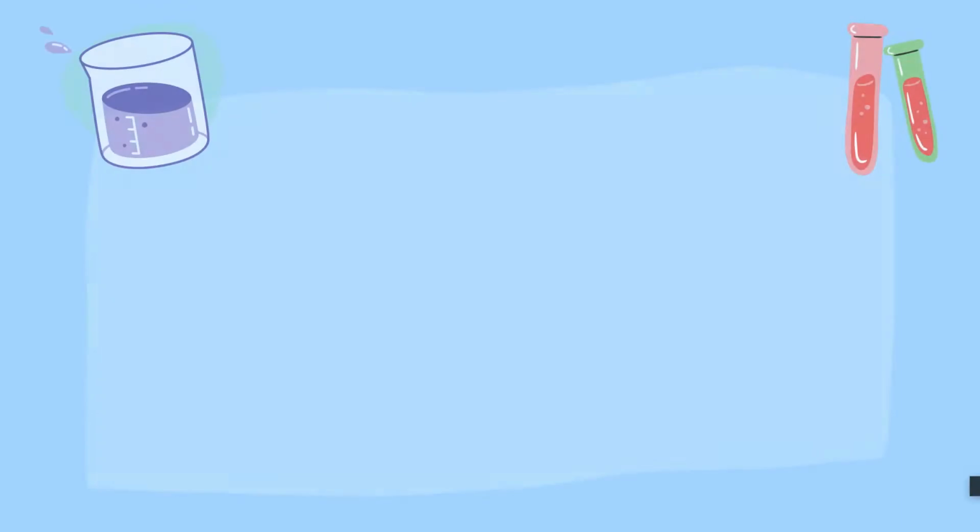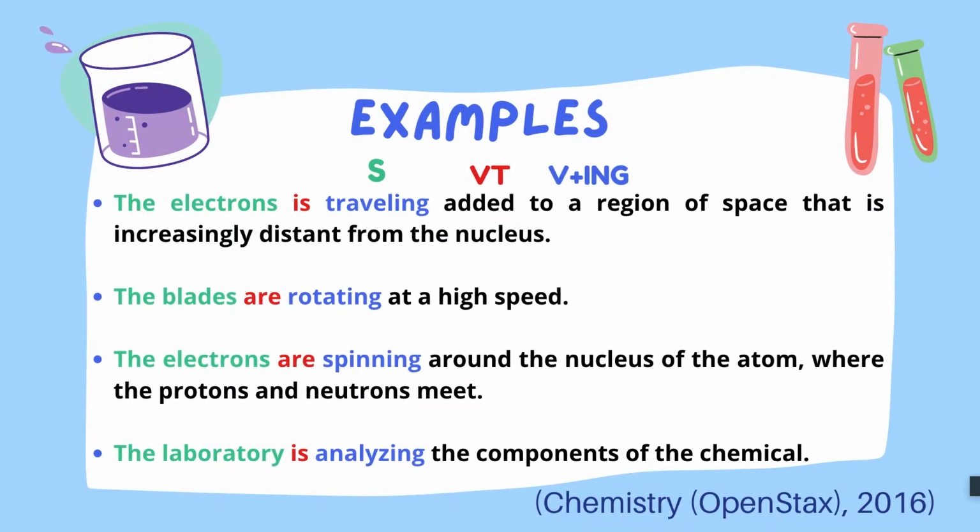To understand it better, let's see some examples. Example 1. The electron is traveling to a region of space that is increasingly distant from the nucleus. Here the verb is to travel and has been modified with the ending ing. Example 2. The blades are rotating at a high speed. Do you know what the verb is here? Right, the verb is rotate and follows rule number 3 in its conjugation.